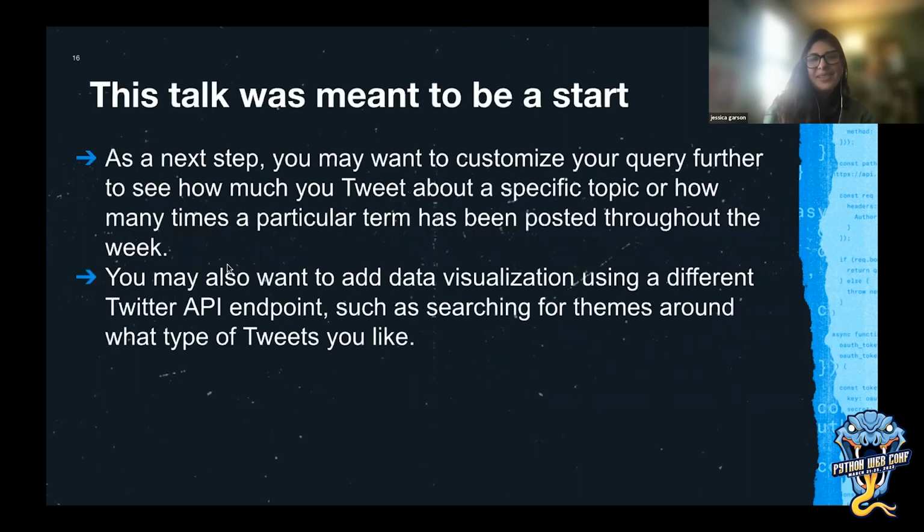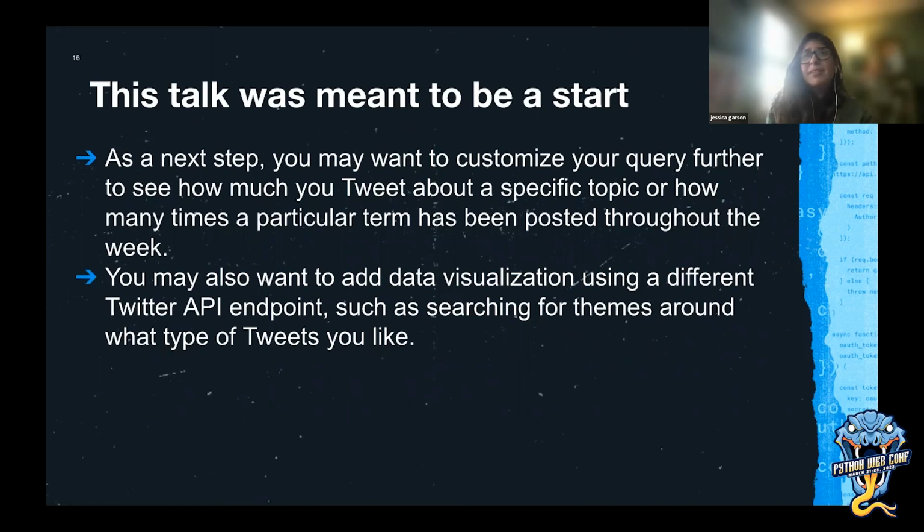So there are some next steps. This talk was definitely meant to be a start. You may want to customize your query further to see how much you tweet about a specific topic. If I wanted to look for tweets about basketball or the Boston Celtics or something like that, I can actually do that. I can customize my query more to not have retweets, to get tweets from specific people, to talk about specific hashtags. There are different things that I can do to make my query more my own.